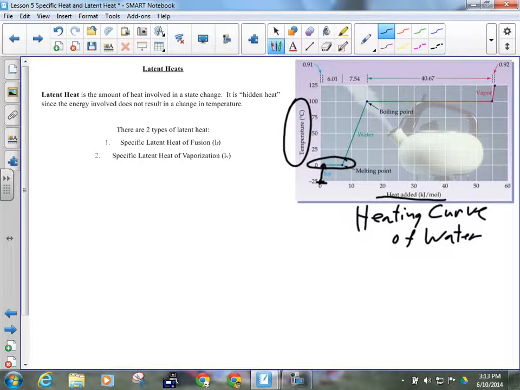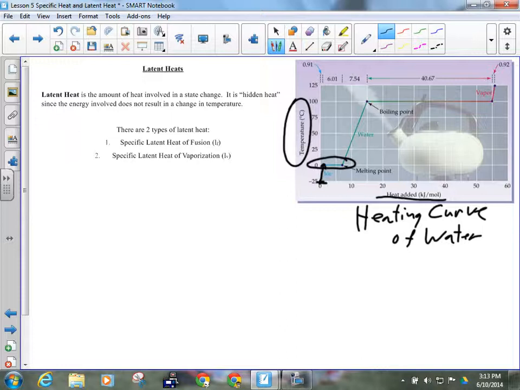Temperature measures kinetic energy of an object. State measures the potential energy of an object. I can't change both at the same time. When we're talking about thermal energy, I can only change kinetic thermal energy or potential thermal energy. I cannot change both at the same time.